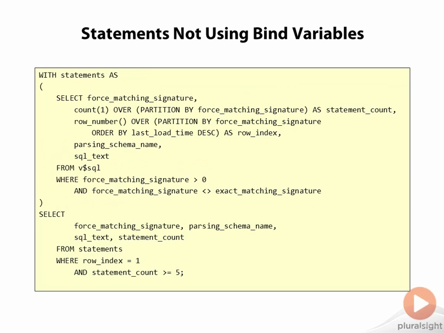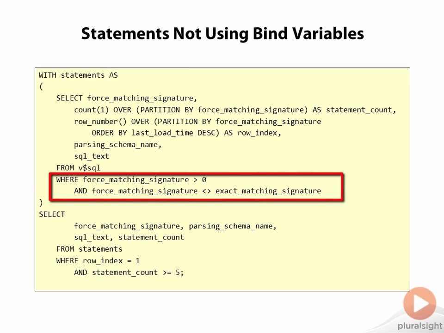So how do we find SQL statements that are using literal values and not bind variables and are therefore causing a lot of hard parsing in our Oracle database? What we can do is look at the $SQL view, and included in that view are two columns, force matching signature and exact matching signature. If these two values are not equal, then the statement contains literal values.